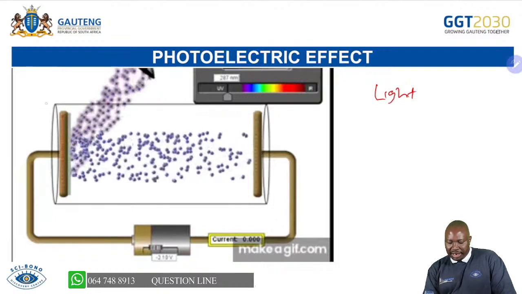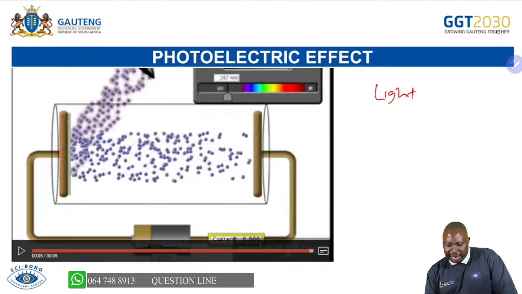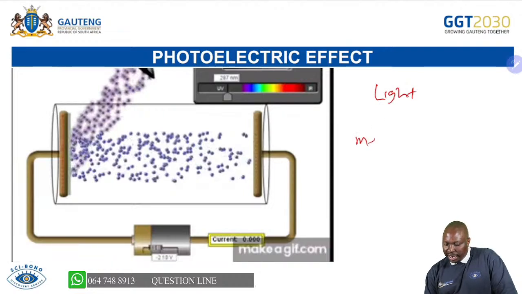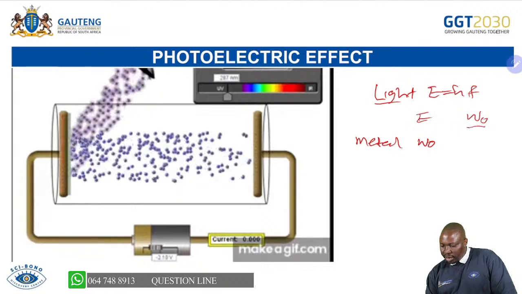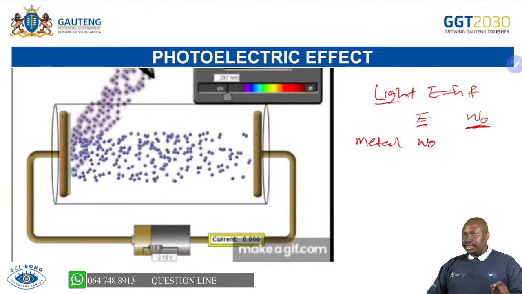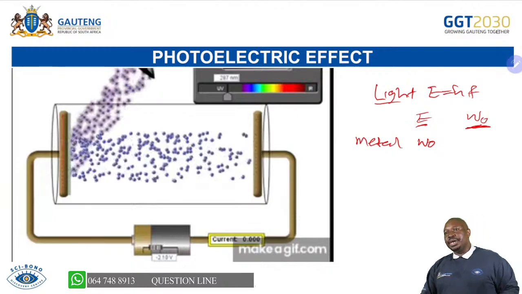So we expose the metal. Remember I said the metal has a work function. We have light that has the energy of a photon, which is hf. So E, the photon energy, is being compared to W0, which is the work function. Those are the two things that we are comparing.